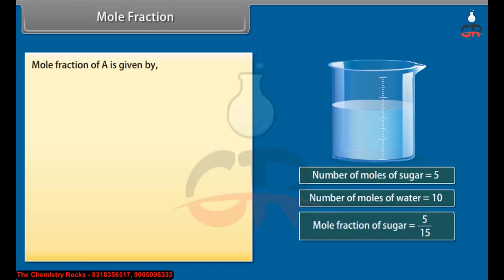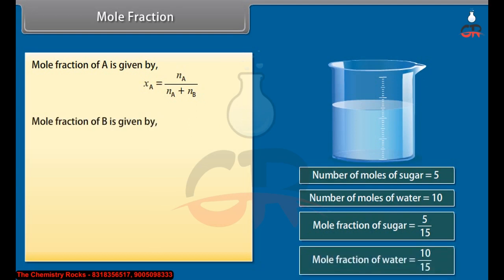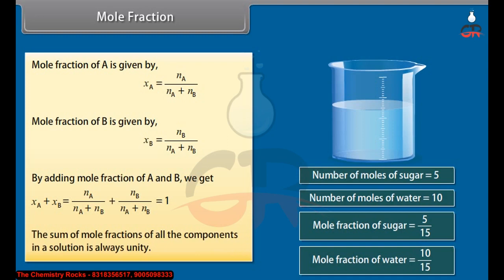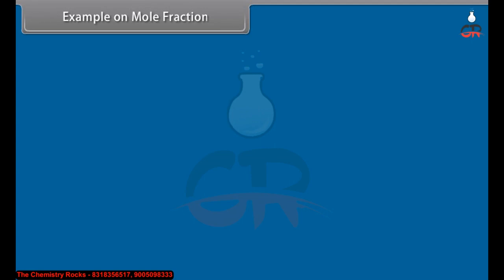Mole fraction of A is given by NA divided by NA plus NB. Mole fraction of B is given by NB divided by NA plus NB. By adding the mole fractions of A and B, we get XA plus XB is equal to 1. It implies that the sum of mole fractions of all the components in a solution is always unity. Example on mole fraction.